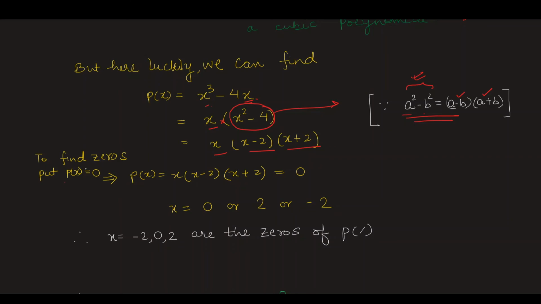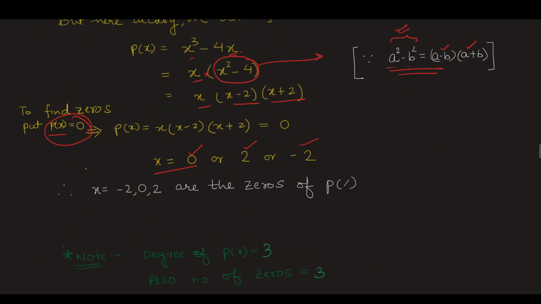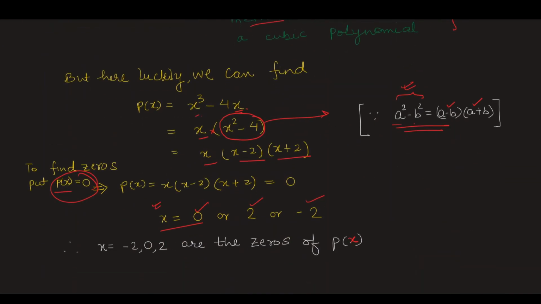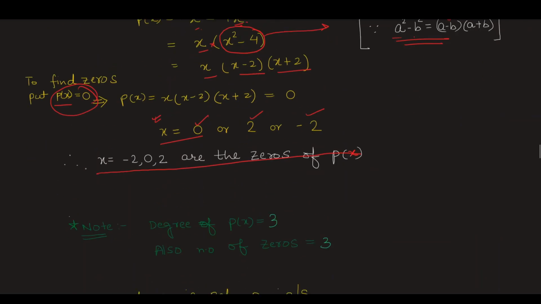To find the zeros of p(x), put it equal to 0. We get x is equal to 0, 2 and minus 2. In this graph, the points where this graph and the x-axis are intersecting are this point, minus 2, here also 0, and 2. So we got 3 intersections, and we have verified it here also. So x is minus 2, 0, 2 are the zeros of p(x).